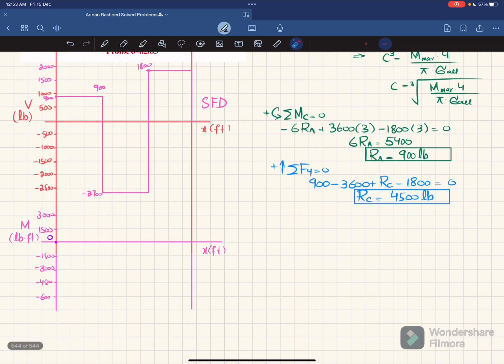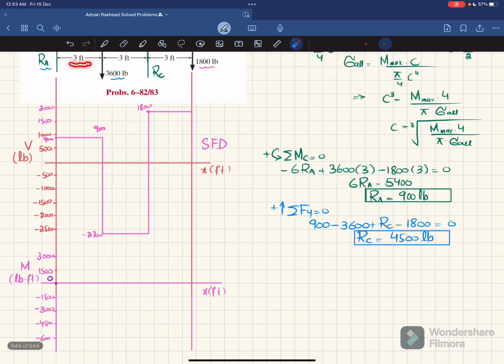Now first, the area under the shear force diagram is this area, and this area is equal to 900 multiplied by this length, which is 3 feet. So that will be equal to 2700. So the first point here we will have 2700. So let 2700 be this one.